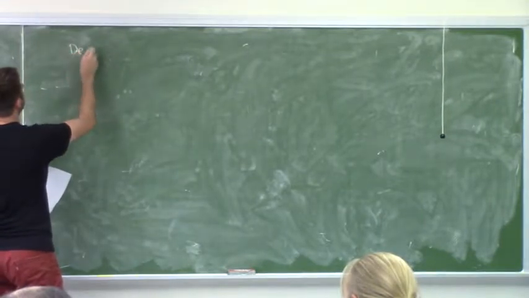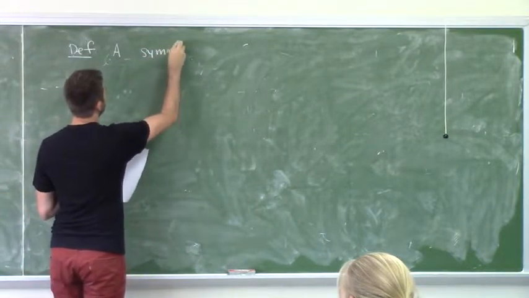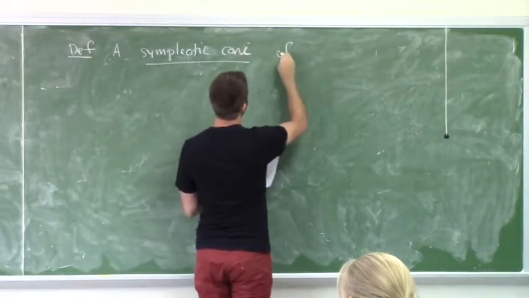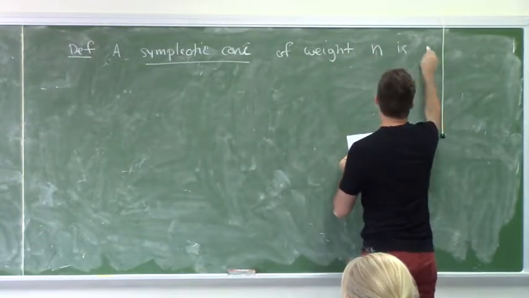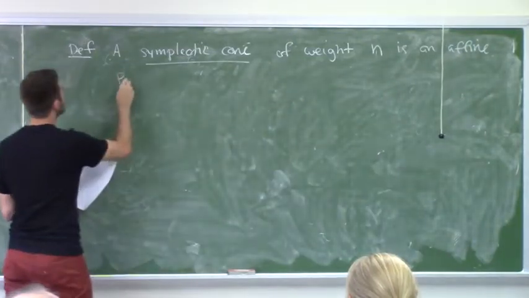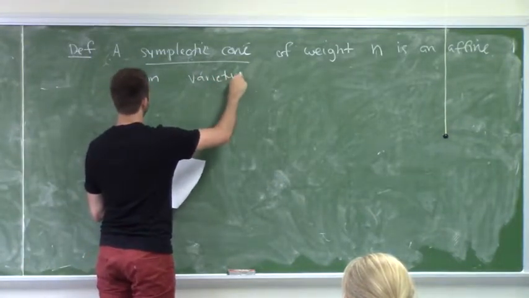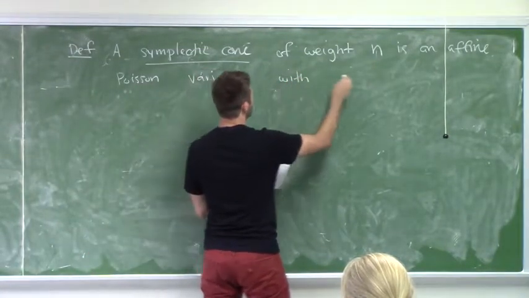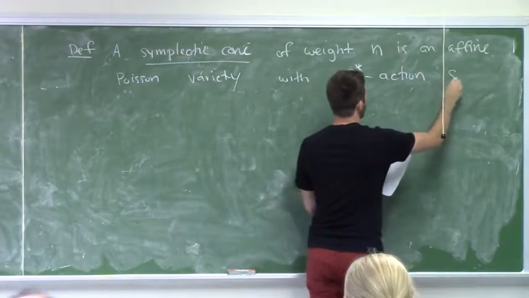Okay, so the first thing that you need is the definition of a symplectic cone. So a symplectic cone of weight n is an affine Poisson variety, and it's usually singular, with a C star action satisfying some properties.